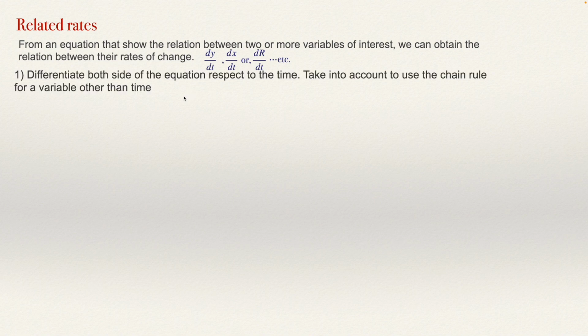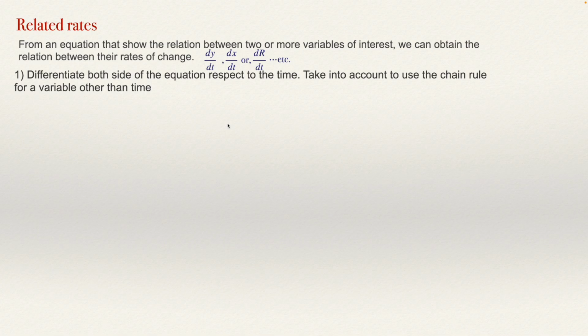The first step is to differentiate both sides of the equation with respect to the time, so with respect to the independent variable. Take into account to use the chain rule for a variable other than time. If you have in the equation a variable that is not the time, use the chain rule. So you need to have an equation, but in many problems they don't give you the equation, and you need to find an equation in the mathematics that you know that makes you see a relation between the variables.